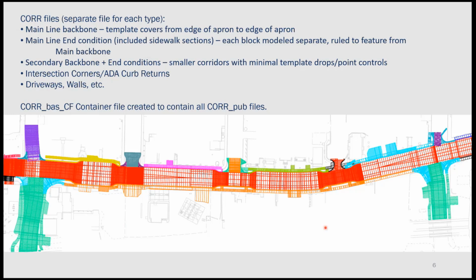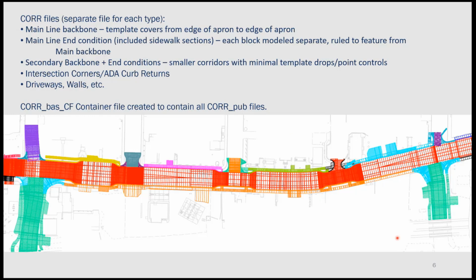Driveways, I did have separate if they had their own alignments. Those were in their own corridors. Again, with the corridor pub files, I would place them all in a container file that then could be referenced by other designers or other users of plans, profiles, etc.